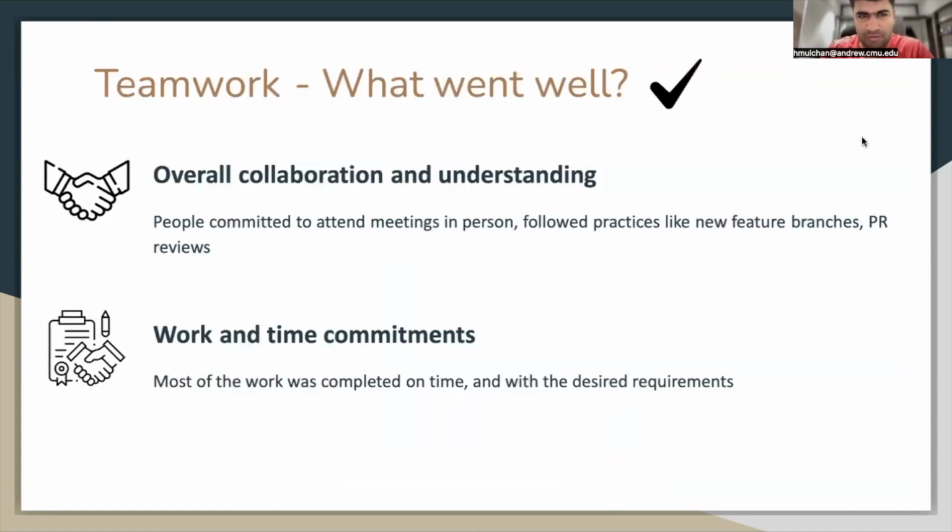Reflecting on what went well, the overall collaboration and understanding was spot on. People committed to attend meetings in person. We followed good practices like feature branches and PR reviews. Work and time commitments were always met. The work was completed always on time and with the desired requirements.